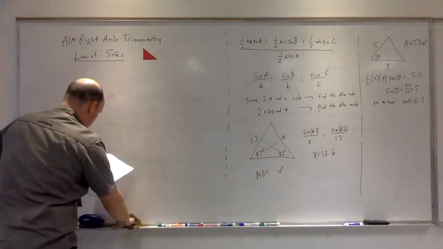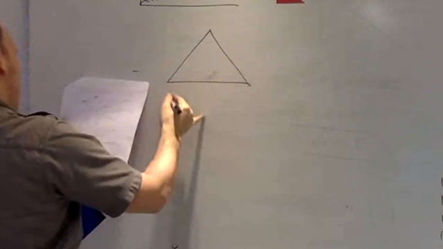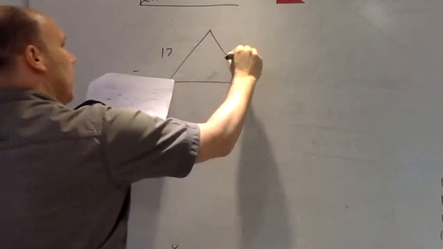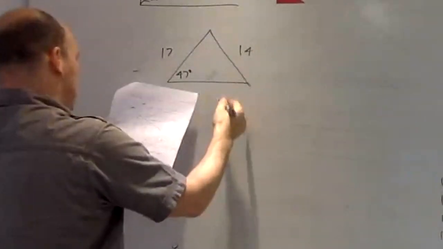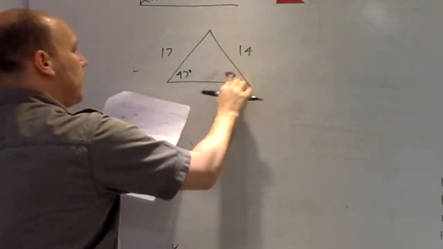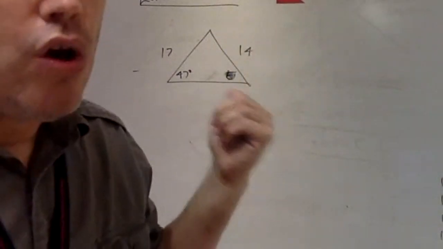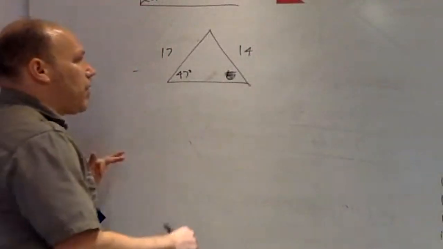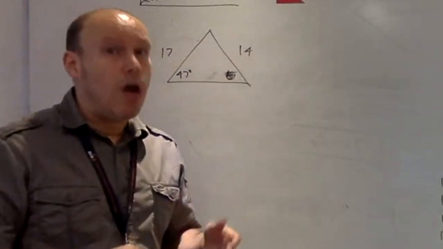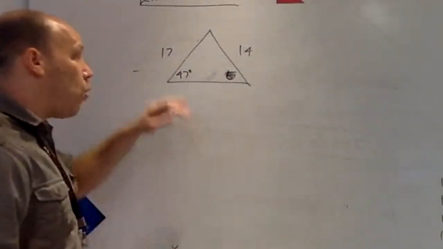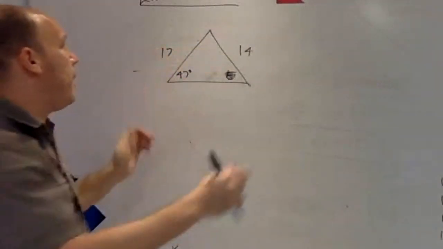Okay, so let's see. The problem I'm going to look at: here's a triangle, and we have a 17, 14, and 47. The question is, given theta, let's call it E, what is that angle? You should get suspicious. You say, wait a minute, Mr. Adler, side-side-angle? That was not one of the rules we were able to prove triangles congruent. So there's a possibility that there are two different triangles that have 47, 17, 14.